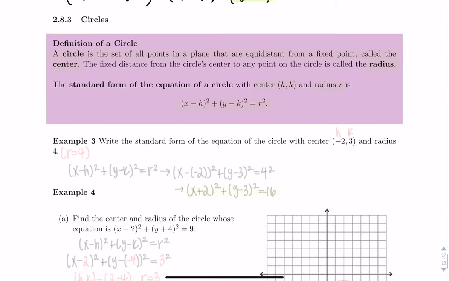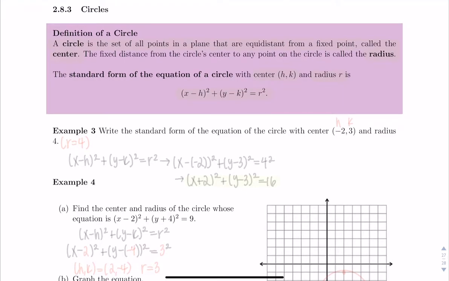So a circle is the set of all points in a plane that are equidistant from a fixed point called the center. The fixed distance from the circle center to any point on the circle is called the radius. So the standard form of the equation of a circle with center h, k and radius r is x minus h squared plus y minus k squared, which is equal to r squared.